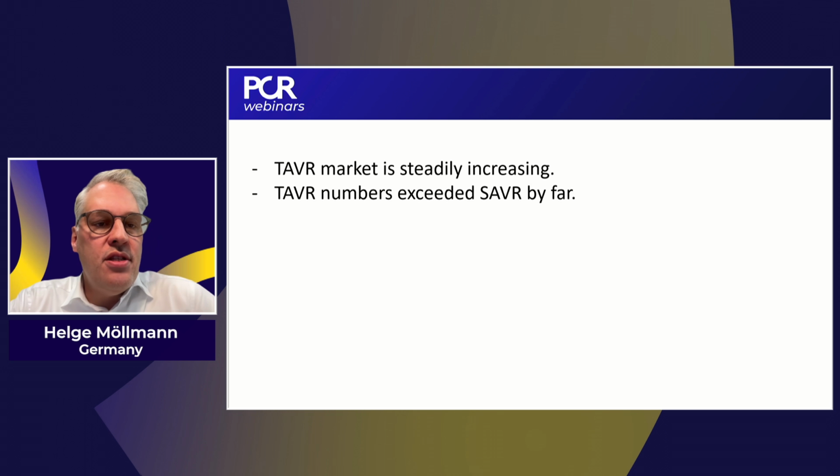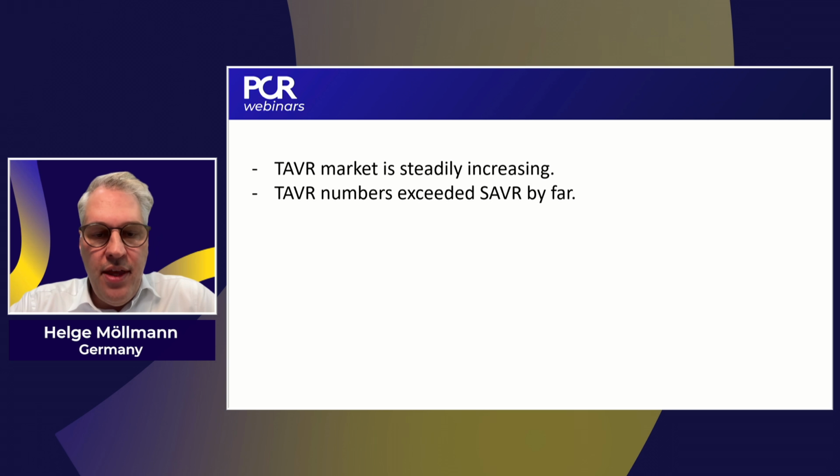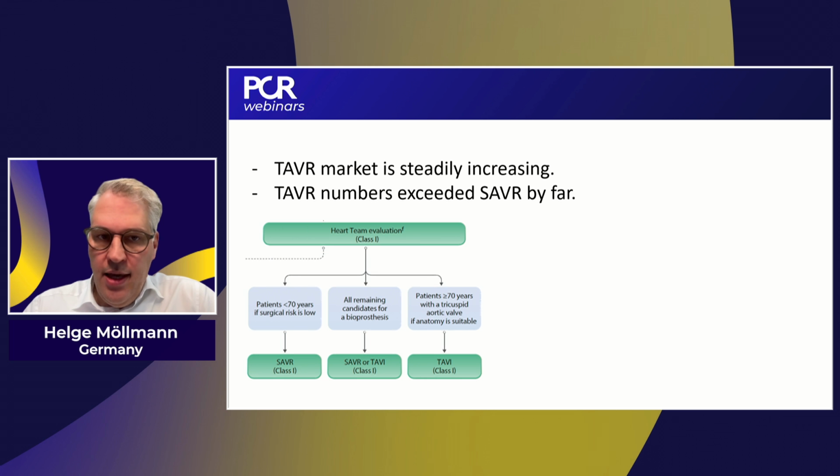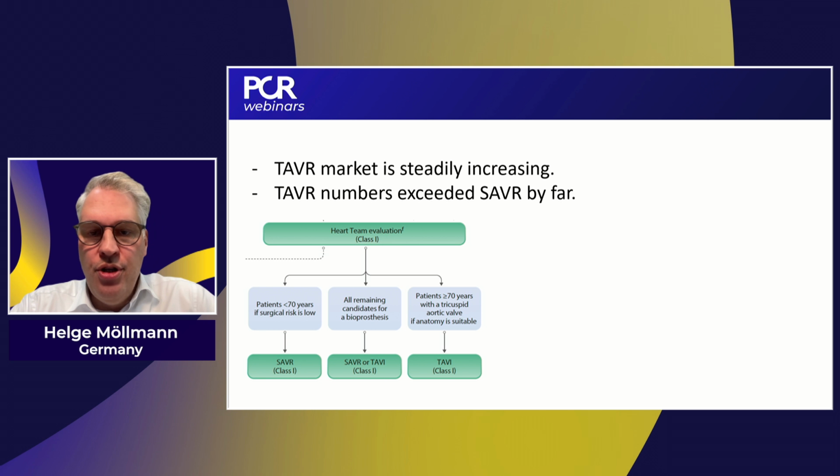The TAVI market is steadily increasing. Everybody knows that there are more than 200,000 TAVI procedures per year, and the number of TAVI procedures exceeds the number of surgical aortic valve replacements by far. This is most probably due to recent guidelines, the US guidelines 2 years ago, and here are the guidelines from the European Society of Cardiology.